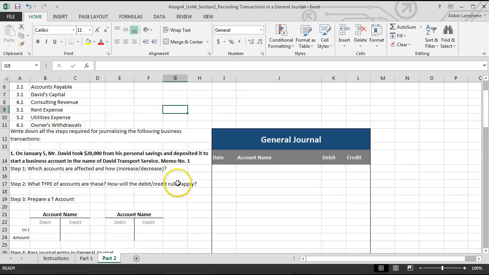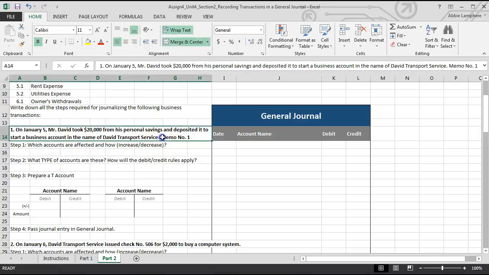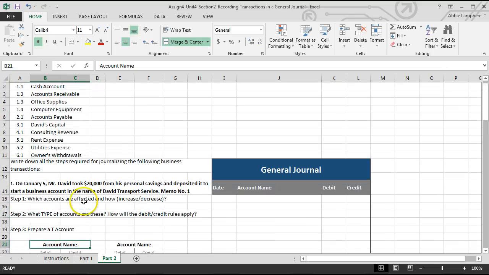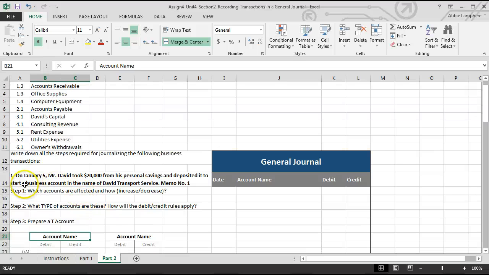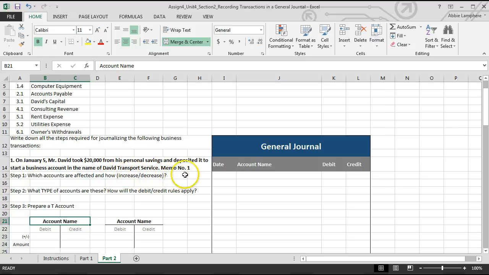Part two is set up very similar. You are analyzing the transactions. The only thing we're adding into part two are these source documents. So that's what we would record on that third line. Let's look at this first transaction. On January 5th, Mr. David took $20,000 from personal savings, which we don't care about, and deposited it to start his business in the name of David Transport Service. This was recorded on memo number 1.